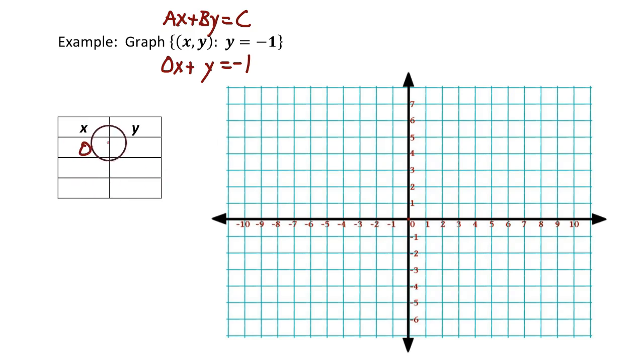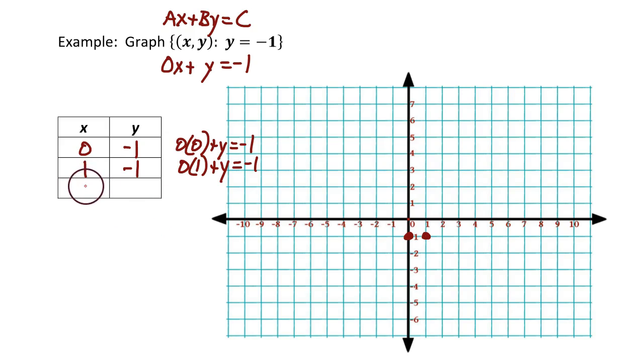When x is 0, what's y? 0 times 0 plus y equals negative 1. 0 times 0 is 0, so y is negative 1. 0, negative 1 is a point on our line. Let's try x is 1. 0 times 1 plus y equals negative 1. 0 times 1 is 0, so y is negative 1. 1 comma negative 1 is a point on the line.